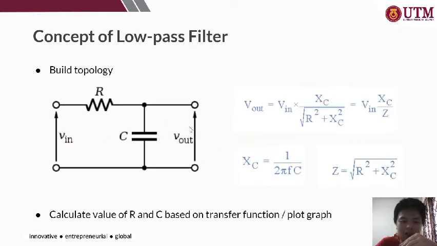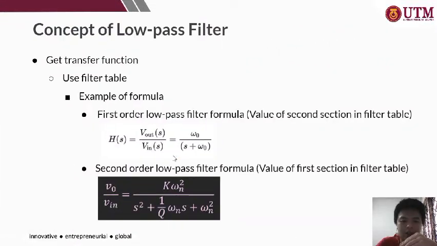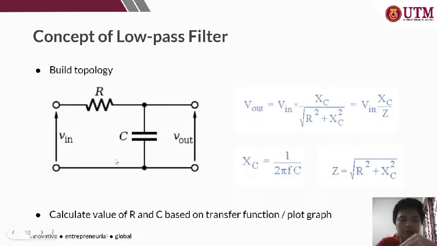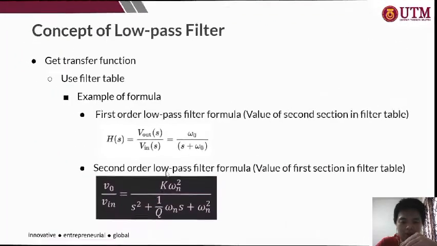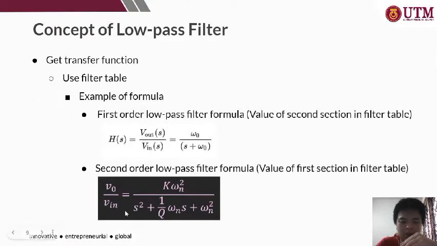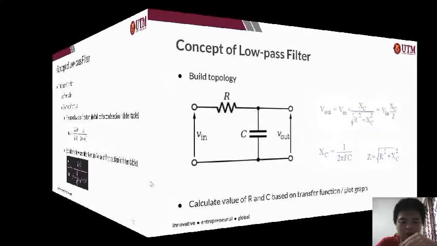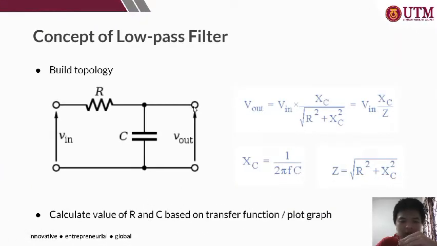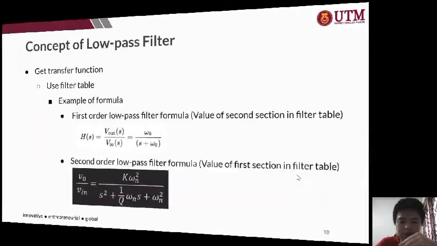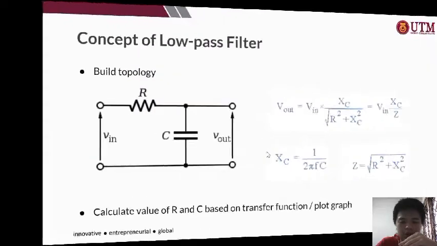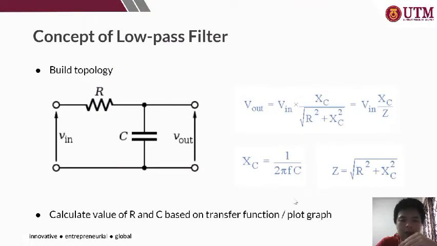So this topology is just a simple example, it doesn't relate to the values that I mentioned just now. I just want to show you. Once we already build the topology, we can start to calculate the value of resistance and capacitance based on the transfer function that we get just now. All right, and I forgot to mention one thing. We can also use the transfer function to plot the graph. This one we will show in the demo session later.